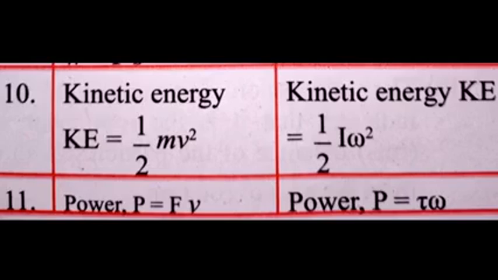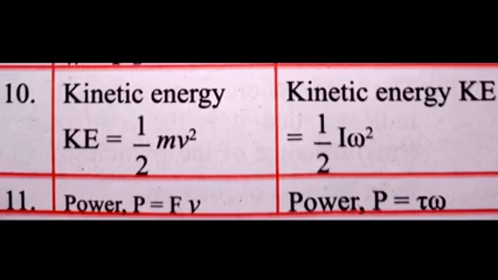Then 10th one, kinetic energy in translational motion. So kinetic energy KE is equal to half mv square, that is mass into velocity square. Then in rotational motion, the kinetic energy is equal to moment of inertia into angular velocity square. Therefore, KE is equal to 1 by 2 I omega square.